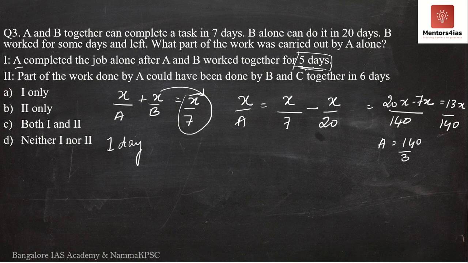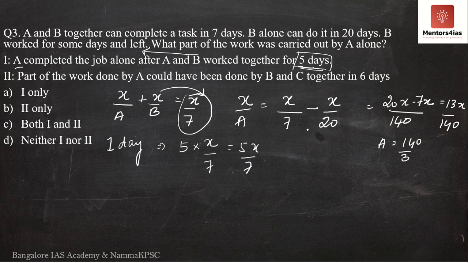Now, if both A and B work together for 5 days, what is the amount of work which is completed? It is nothing but 5 into x by 7, or 5x by 7. This is the amount of work which is actually completed by both of them. After working for 5 days, it is said that B left, because A and B work together only for 5 days. Then it only means that B left after 5 days. The remaining amount of work is completed by A.